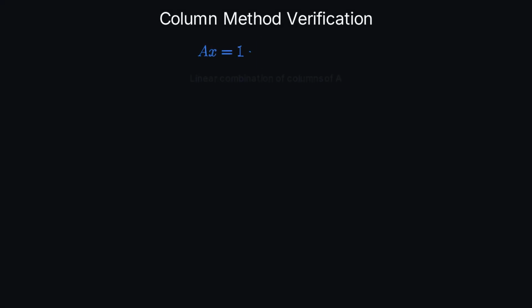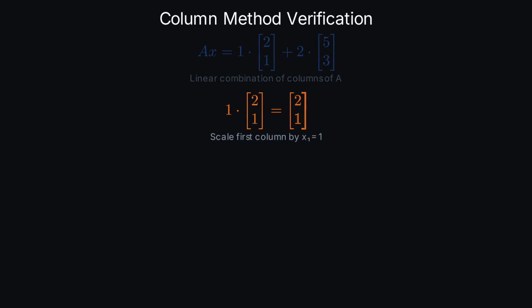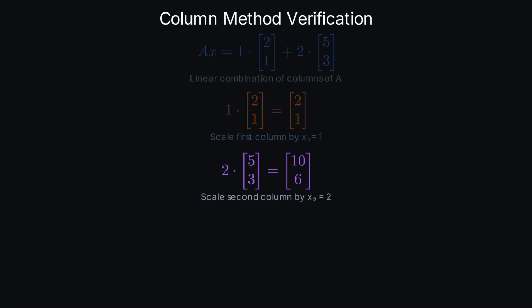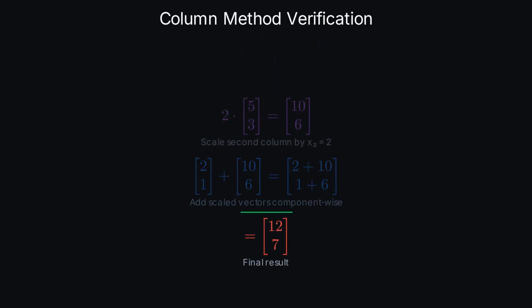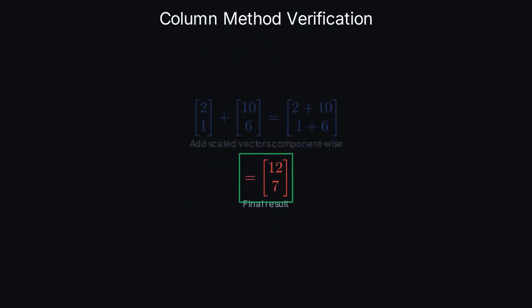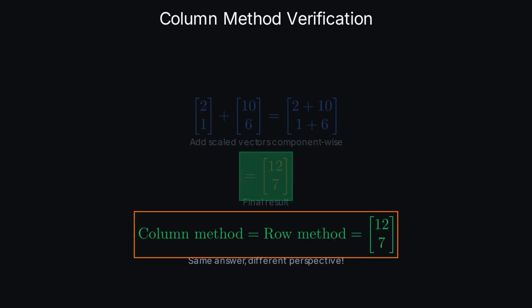Here X1 is 1 and X2 is 2. So we compute 1 times the vector 2, 1, that gives us 2, 1. Then 2 times the vector 5, 3, that gives us 10, 6. Now we add these two vectors together. 2 plus 10 is 12, and 1 plus 6 is 7. So the result is 12, 7. That's the same answer we got before, but from a completely different perspective, the column method.